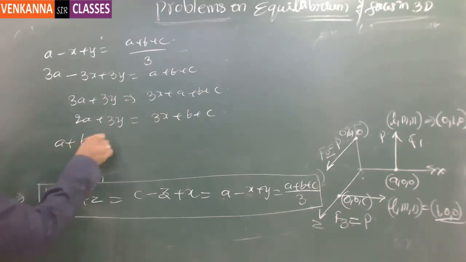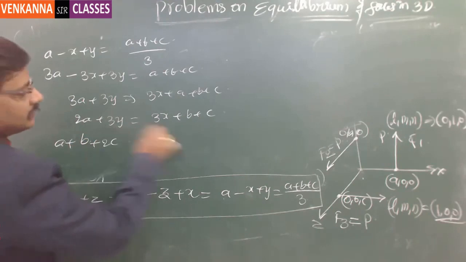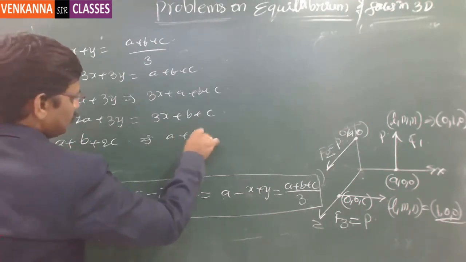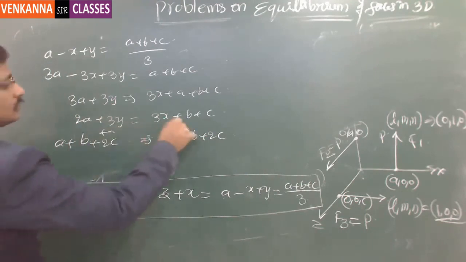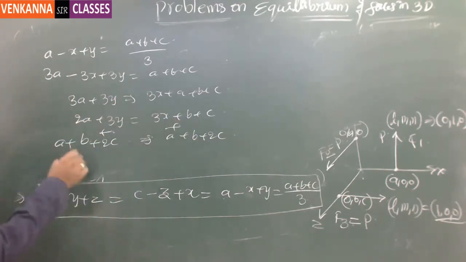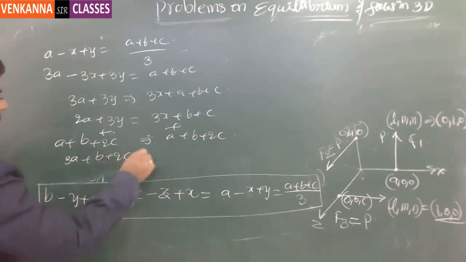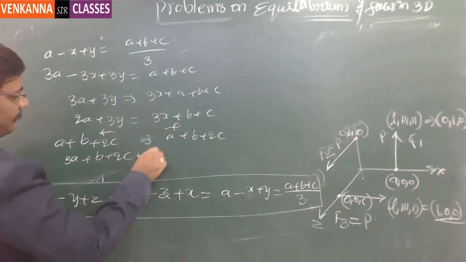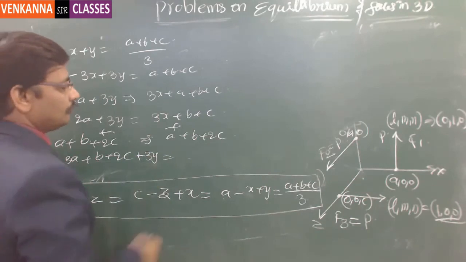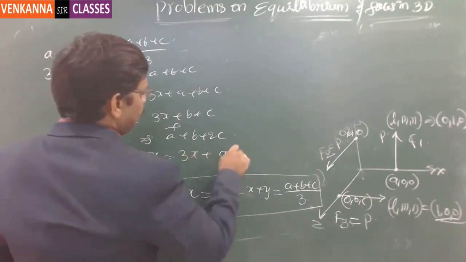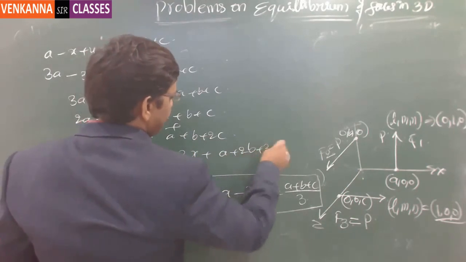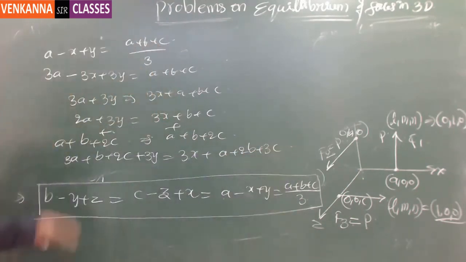Now add on either side a plus b plus 2c. If you add on either side, then it is going to come out to be 3a plus b plus 2c plus 3y is equal to 3x plus a plus 2b plus 3c. So divide on either side by 3.